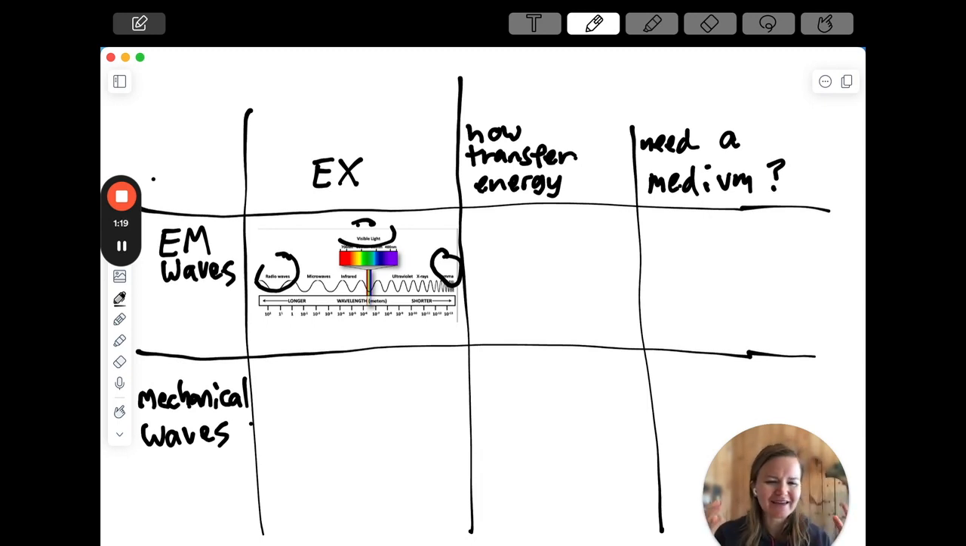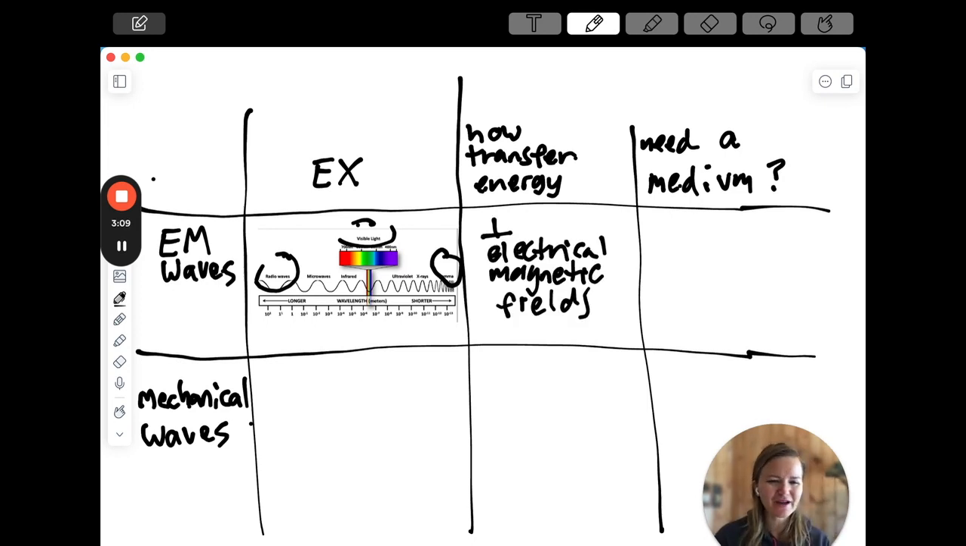But still, what is an electromagnetic wave? Well, an electromagnetic wave is just a collection of perpendicular electrical and magnetic fields that are traveling through space. Like I said, a wave just transfers energy from point A to point B. So in this case, you're transferring that energy from A to B through these oscillating perpendicular electrical and magnetic fields.